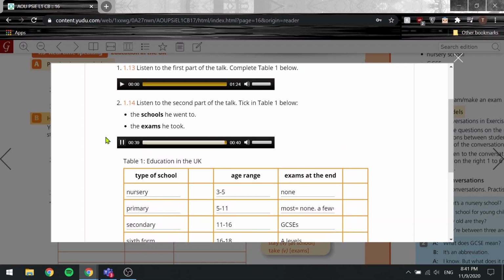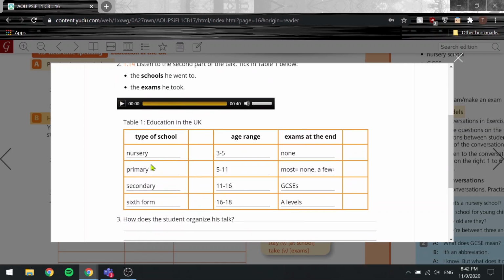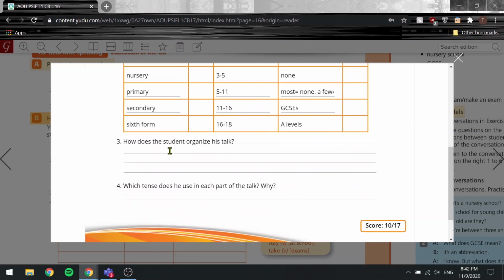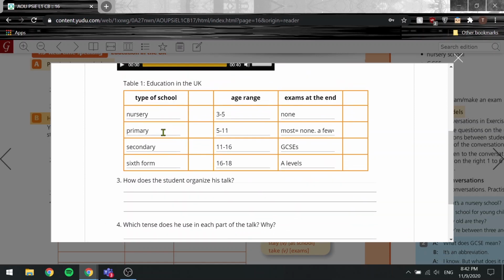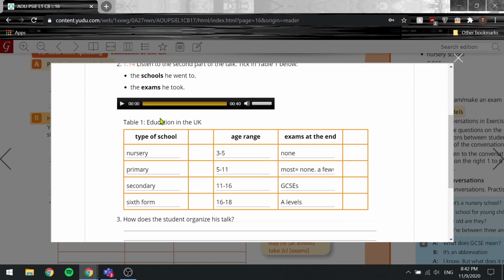Okay, so based on the talk that we just heard, it looks like he skipped nursery school and went straight to primary at the age of 5. So we'll tick primary. I can't tick it here for some reason, so you guys will have to tick it in your books. And then he went to secondary school, although he wasn't really that good at secondary school.